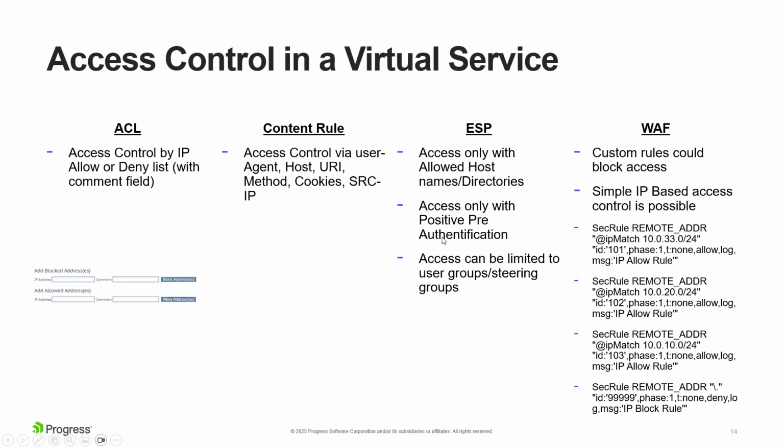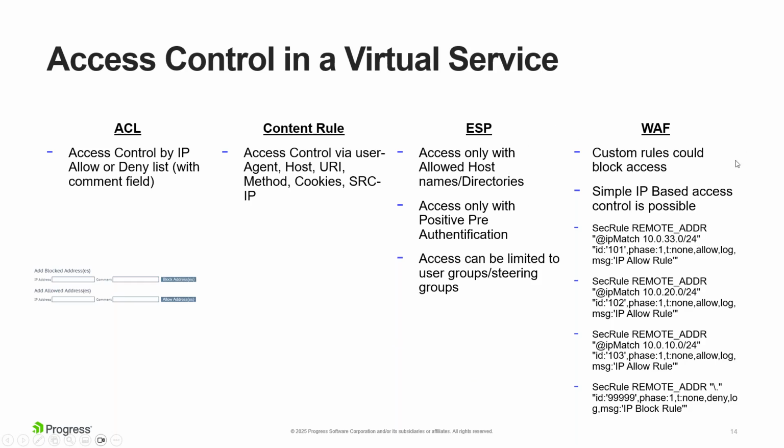And on top of that, you can use it for pre-authentication, and then you log all the requests that go through. So that's pretty cool as well. Access can also be limited by groups or steering groups. So for example, I allow people in with pre-authentication, but they need to be a member of a certain group, otherwise they don't get access in the first place. So this is already pretty nice, and it can be done on the main VIP, but also within the sub VSs as well.